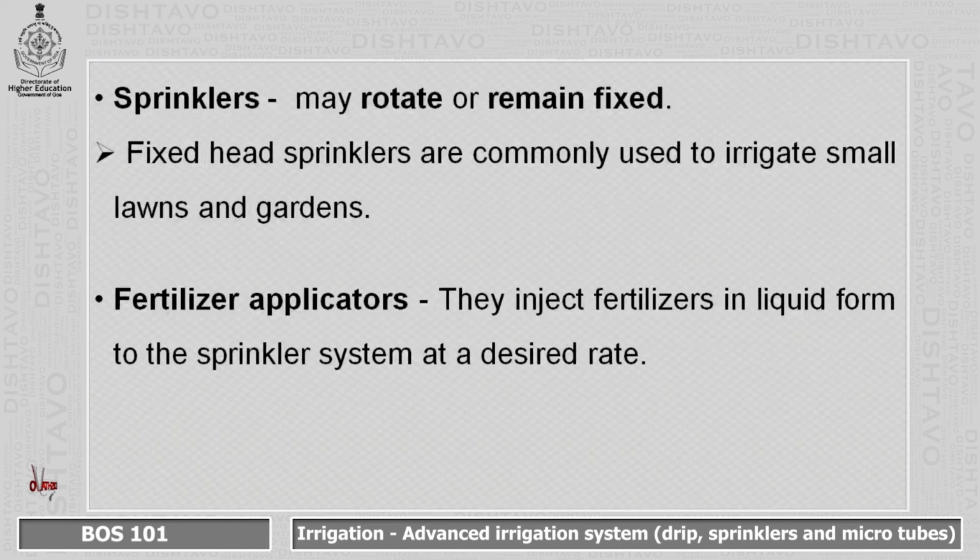Sprinklers. This may be rotating type or remain fixed. The fixed head sprinklers are commonly used to irrigate small lawns or in gardens. Fertilizer applicators. They inject fertilizers in liquid form to the sprinkler system at a desired rate.